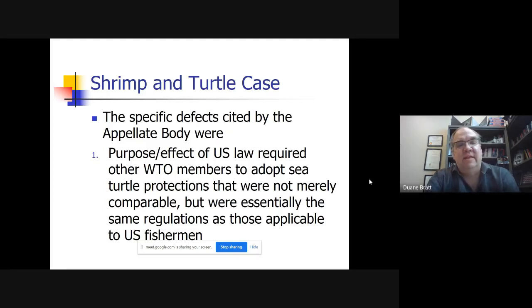Here are the specific defects that the appellate body cited. That the purpose of the US law required that WTO members had to adopt turtle protection that wasn't comparable, but it had to be the exact same regulations to US fishermen. Well, the WTO said it should be comparable, not the same.